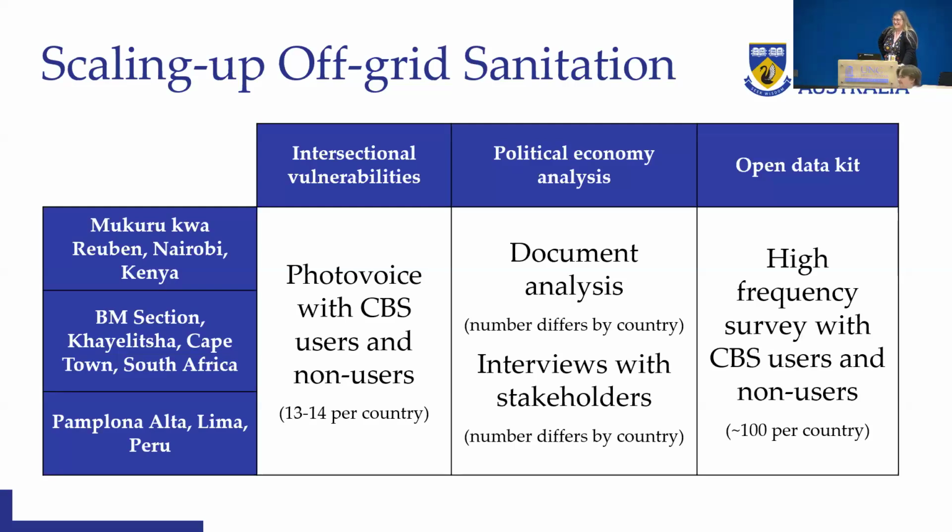So we wanted cities where the CBS was provided in different ways. In South Africa, it's provided by the municipality. Sanima is an NGO, and Sanergy is a social enterprise. So we had three different kinds of governance types. And then once we selected the cities, we engaged the local universities and the CBS implementing partners.